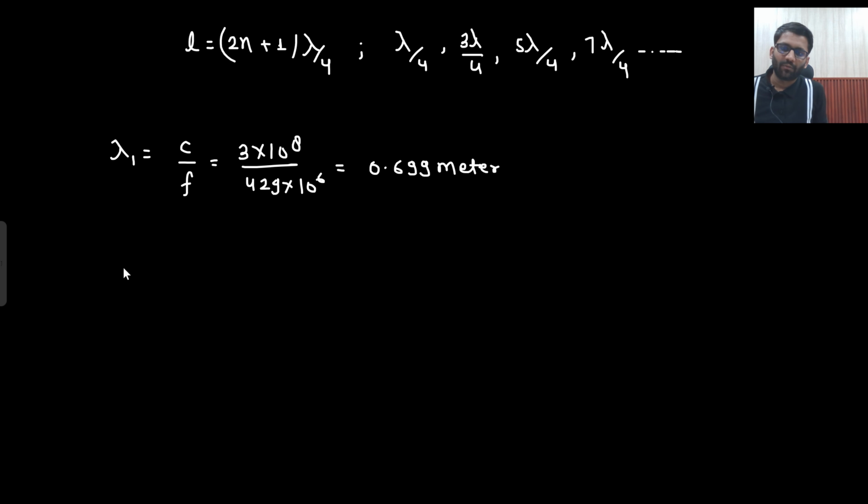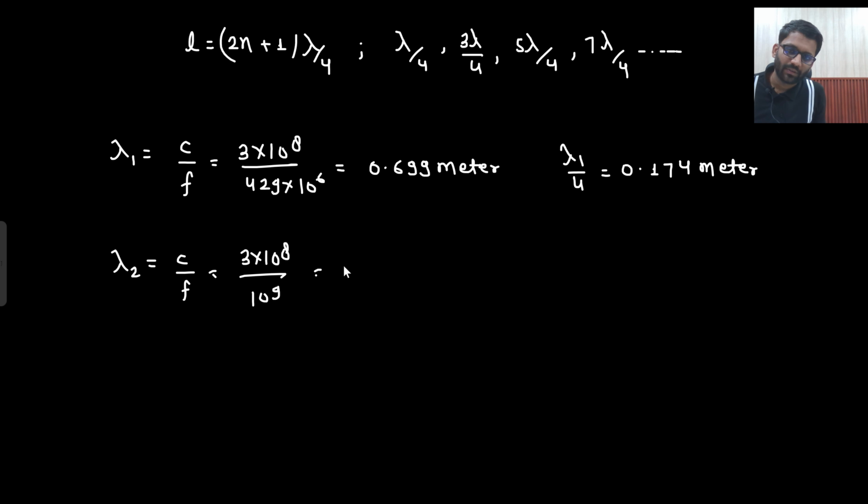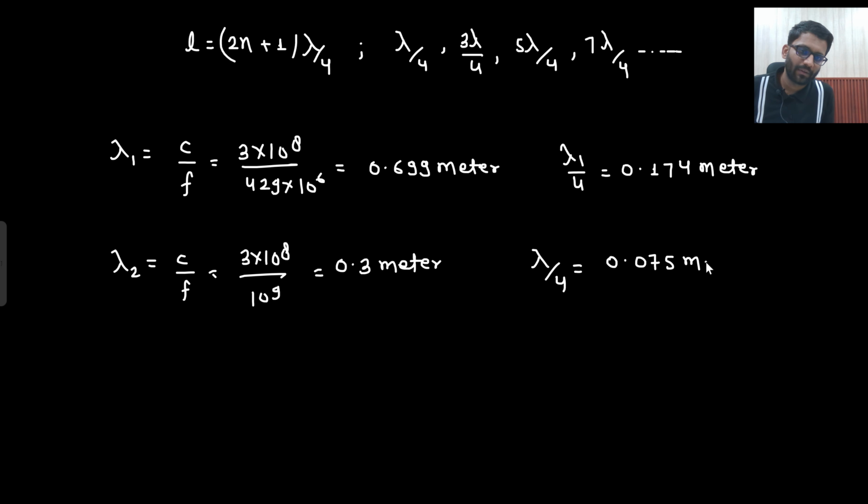And what is your lambda 2? If I divide by 4, here lambda 1 by 4 is coming out to be 0.174 meter. And if I find lambda 2, that is C by F only. So 3 into 10 to the power 8 over 1 giga, that is 0.3 meter. So lambda by 4 would come out to be 0.3 divided by 4, that is 0.075 meter.